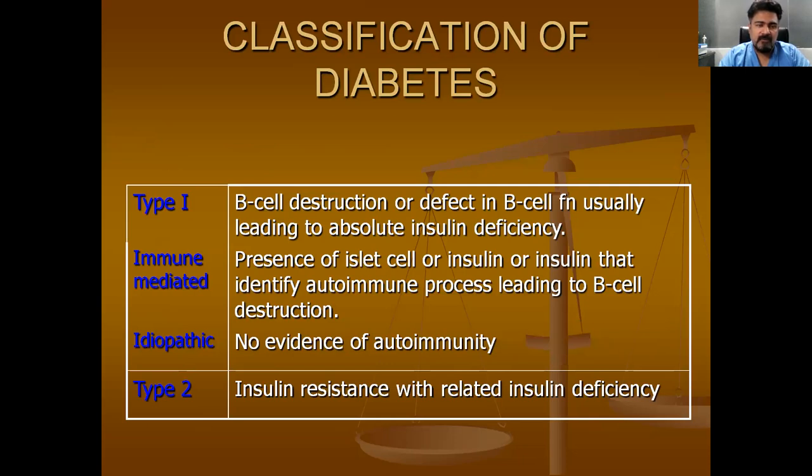So we have various types of classification. Type 1 is immune mediated or idiopathic, and type 2 is insulin resistant with related insulin deficiency. In type 1, beta cell destruction or defect in beta cells usually leads to absolute insulin deficiency. Presence of islet cell antibodies or insulin antibodies can identify the immune response process leading to beta cell destruction in immune mediated, and in idiopathic there is no evidence of any autoimmunity. And type 2 is insulin resistant with related insulin deficiency.